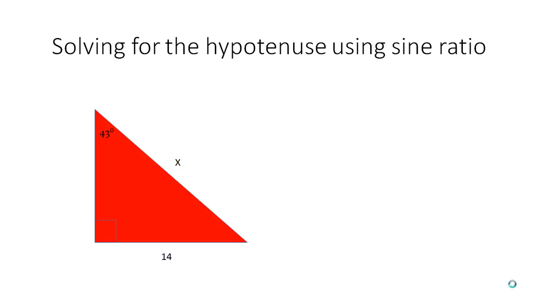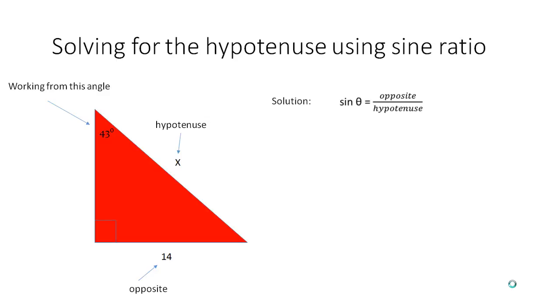This same procedure can be used to solve for the missing hypotenuse in a right angle triangle. Here we are given the working angle of 43 degrees, an opposite side length of 14, and an unknown hypotenuse. Recall the sine expression is opposite over hypotenuse. We can substitute in the angle we have been given, as well as the opposite and hypotenuse information. We can now solve for the x variable.